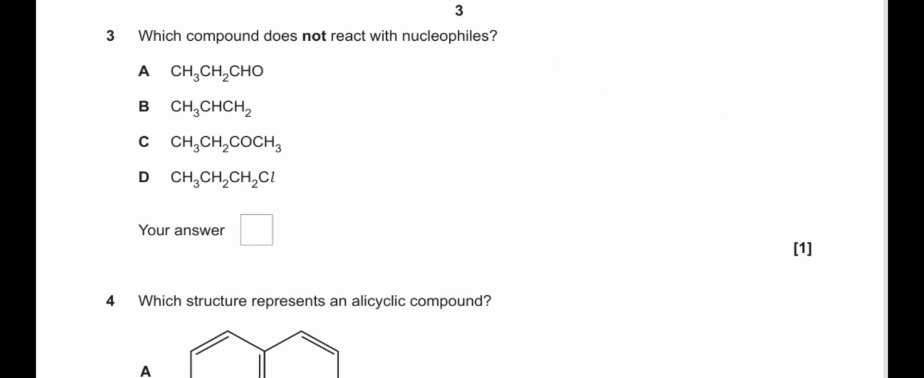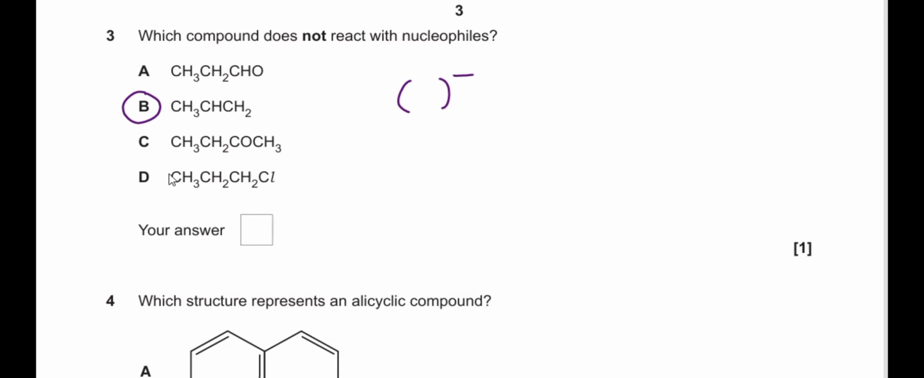Question 3. Which compound does not react with nucleophile? Nucleophiles have negative charge and they will be attracted by any compound which can be reduced. If you look at option A, it's an aldehyde, and we know that an aldehyde can be reduced to an alcohol. Option B is CH3CH2. It's an alkene, and an alkene is not electron deficient. It is electron surplus. Therefore, it will not get further reduced by this nucleophile. So this could be our answer.